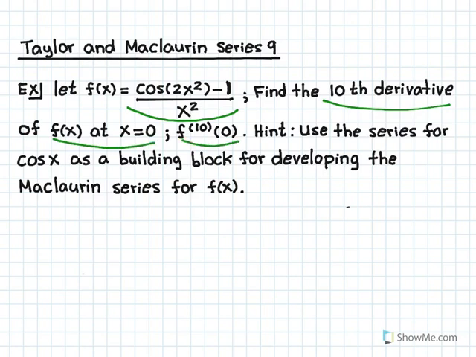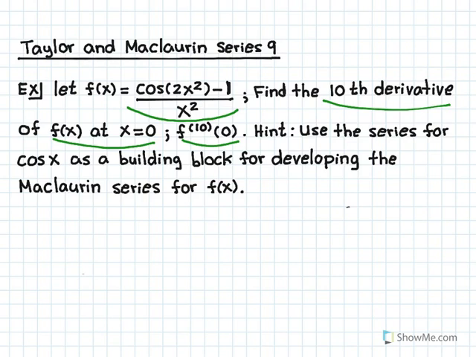Now, we can certainly differentiate this function 10 times using the quotient rule and the chain rule, but that would be very difficult and time consuming. So we're going to apply Maclaurin series to find the 10th derivative at 0. So basically we're doing a shortcut for finding the 10th derivative evaluated at 0.